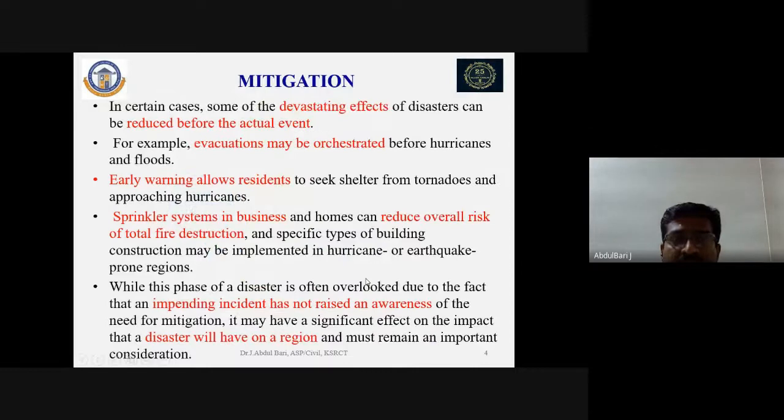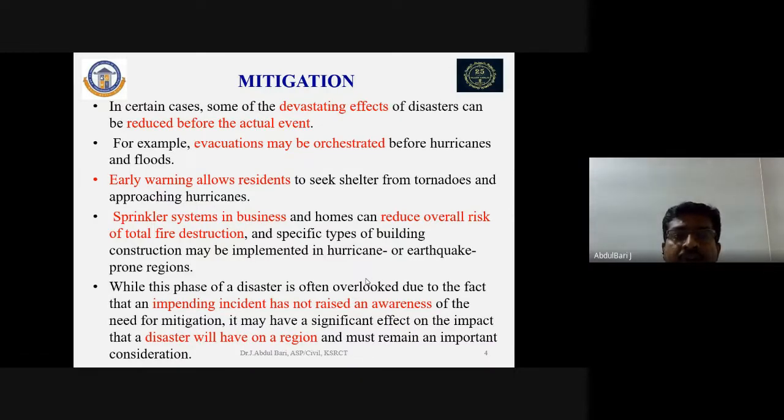So first we will see the mitigation phase. In certain cases, some of the devastating effects of disasters can be reduced before an actual event. For example, evacuations may be orchestrated before hurricanes and floods, and early warnings allow residents to seek shelter from tornadoes and approaching hurricanes. Sprinkler systems in businesses as well as homes can reduce the overall risk of total fire destruction. And specific types of building construction may be implemented in hurricane or earthquake-prone regions.